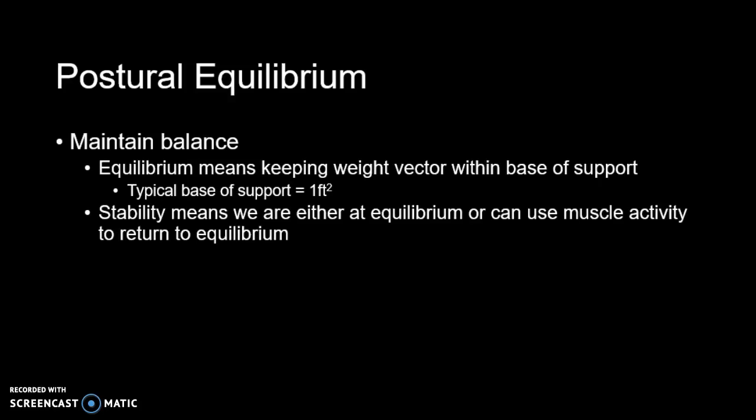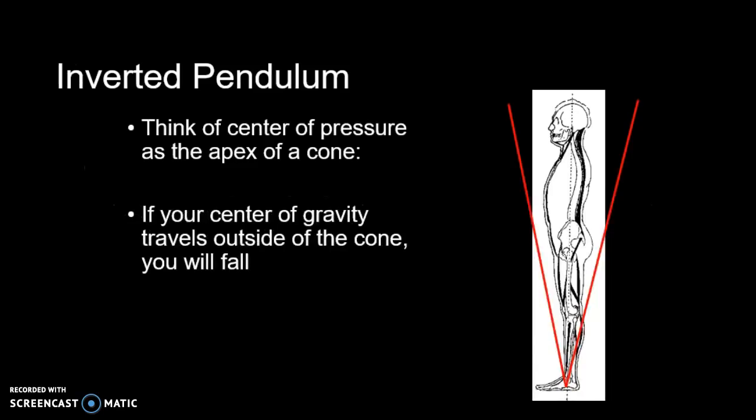Then we have postural equilibrium, which is to maintain balance. So equilibrium means keeping our weight vector within the base of support. And typically our base of support is about 1 square foot. And stability means we are either at equilibrium or can use muscle activity to return to equilibrium.